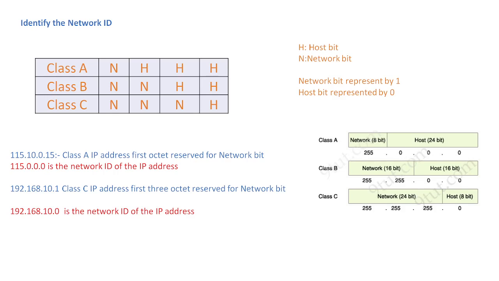Can you please tell me in which class more computers can be connected? Class A. Okay. And if I need more networks? Class C. Okay. If I need average? You can use class B.